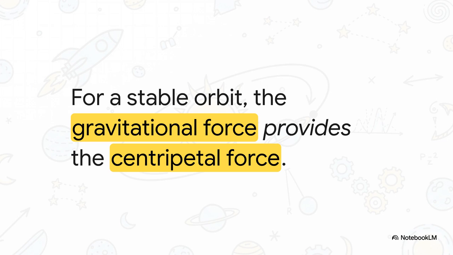Let's just lock this idea in, because it is everything. I'm going to say it again. We are not dealing with two separate forces here. For a nice stable orbit, the gravitational force is the centripetal force. The sun's gravity provides the exact amount of inward pull needed to keep that planet on its circular path. Once you truly get that, the math just falls into place.